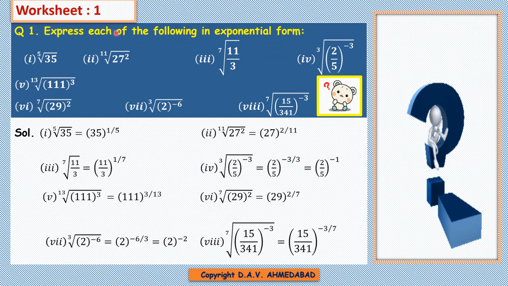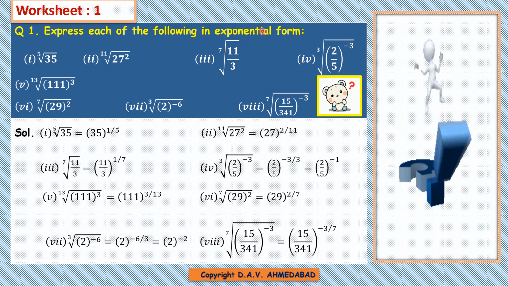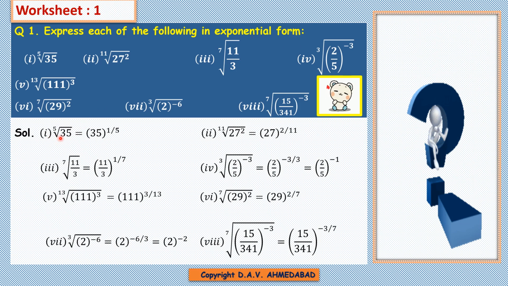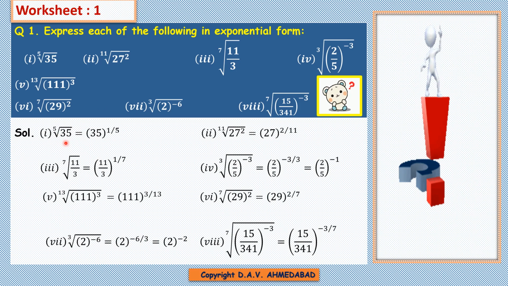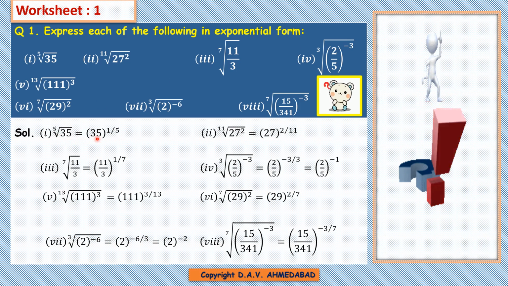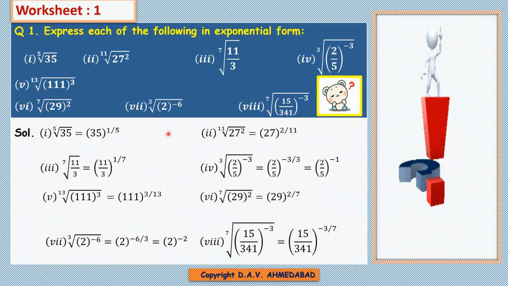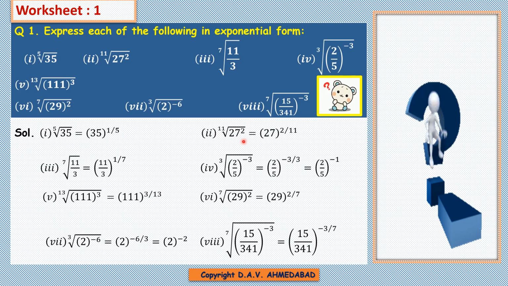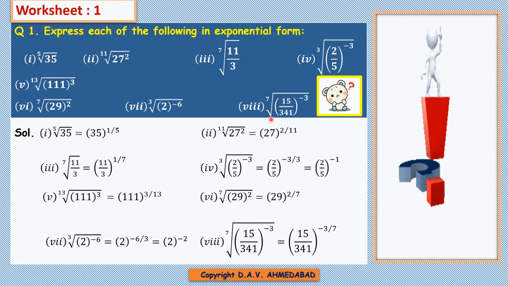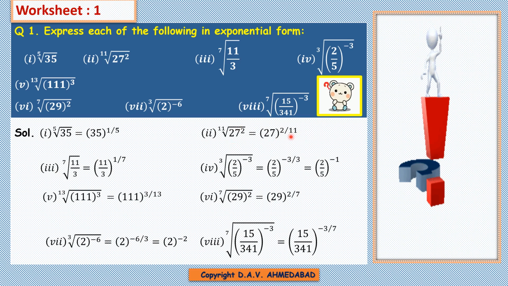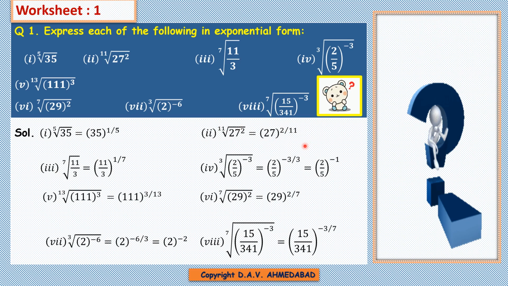First question of the worksheet is: express each of the following in exponential form. Now see how easy it is. They have given the radical form. Fifth root of 35. How will we write it? 35 raised to the power 1 by 5. Then 11th root of 27 square. So this 11 will again come as the denominator. So we will write 27 raised to the power 2 by 11. The 2 will be here only. This 11 will move down, right children?